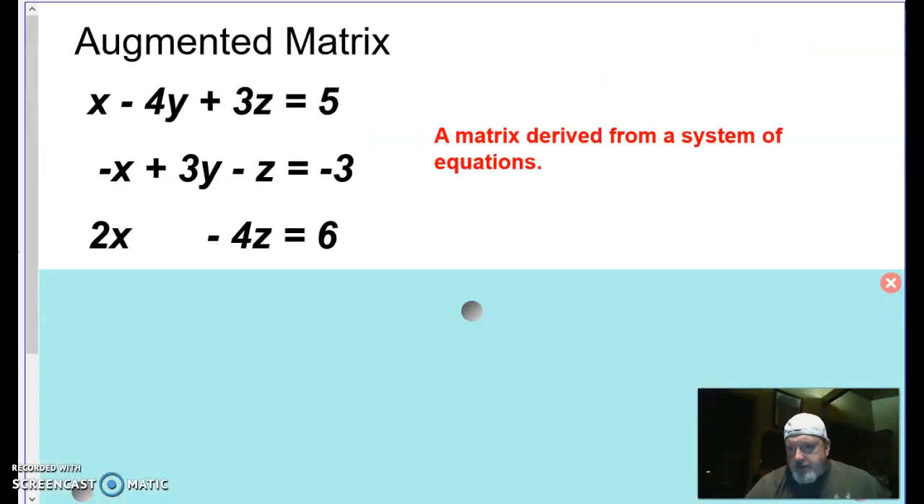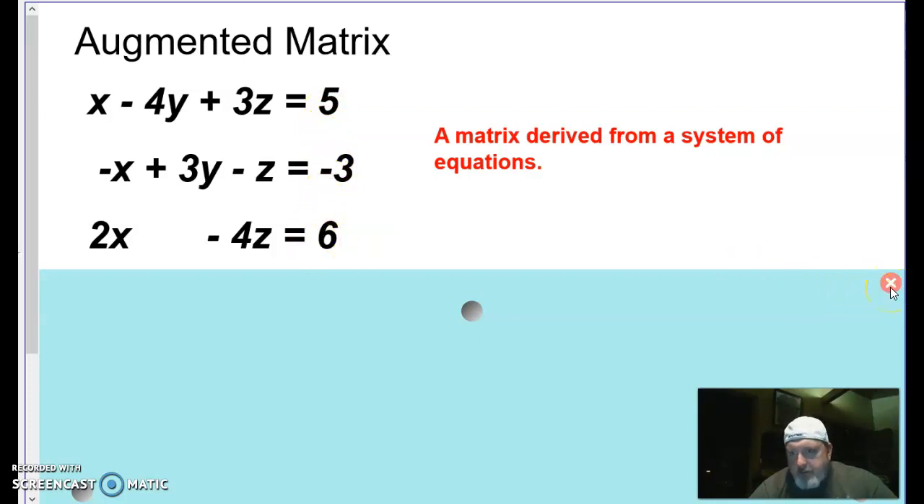Okay, an augmented matrix. This is a way for us to take a system of equations and change them into matrices. And so I'm going to show you how to do this on this slide. Notice we have 3 equations here in 3 variables, x, y, and z. And then we have what each equation equals. And in this case, the top equation equals 5. The middle one equals -3. And that third equation equals 6.